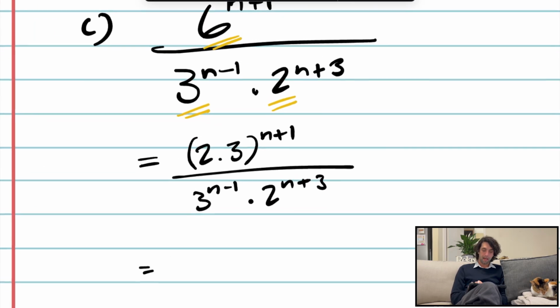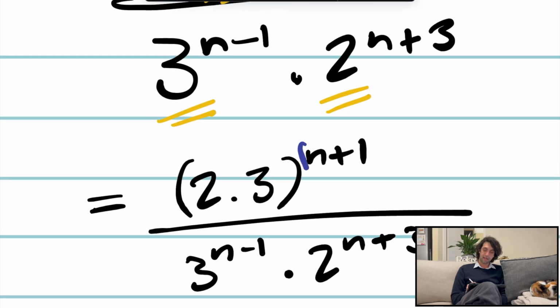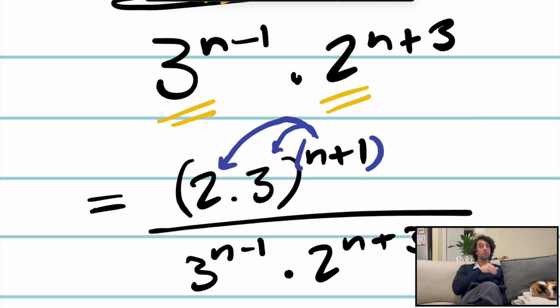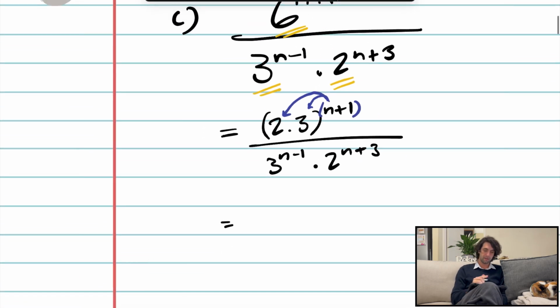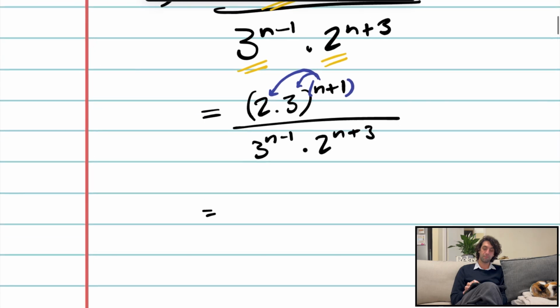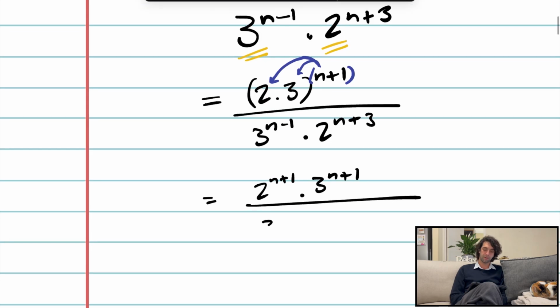Now I am looking at this n plus 1 over here, and this n plus 1, according to our exponential laws, is going to multiply into both the 2 and the 3. Okay, it's going to multiply and affect both the 2 and the 3. So how does that look? That looks like this. It is 2 to the power of n plus 1 multiplied by 3 to the power of n plus 1, divided by 3 to the power of n minus 1 multiplied by 2 to the power of n plus 3.